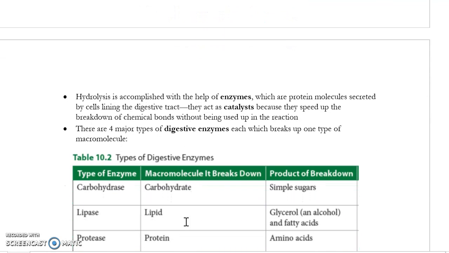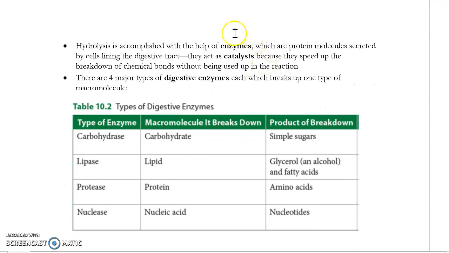Then a new term you will learn is enzymes. Enzymes are important. They are a protein molecule, and these protein molecules are important because they help with a reaction. So enzymes are made out of proteins. They drive most of the reactions in metabolism. Without an enzyme, most reactions will not happen.